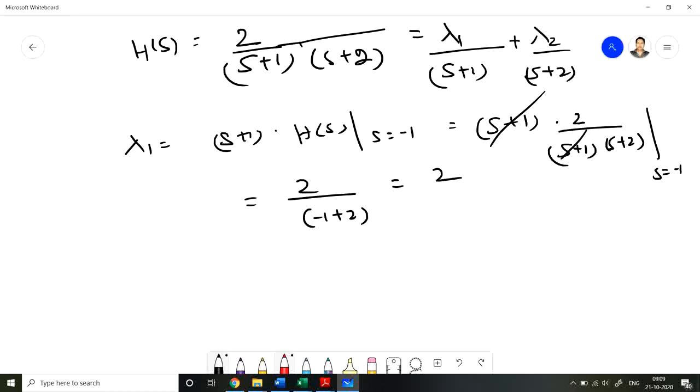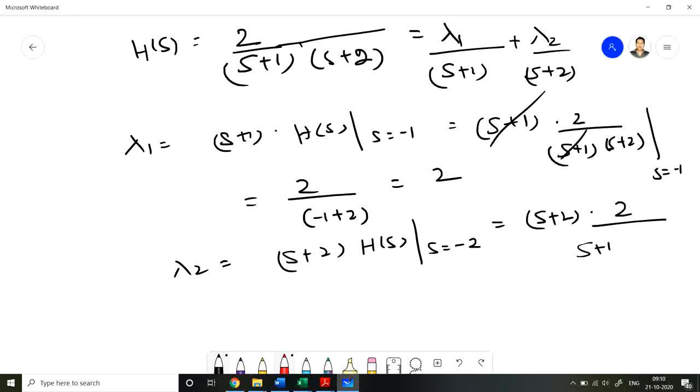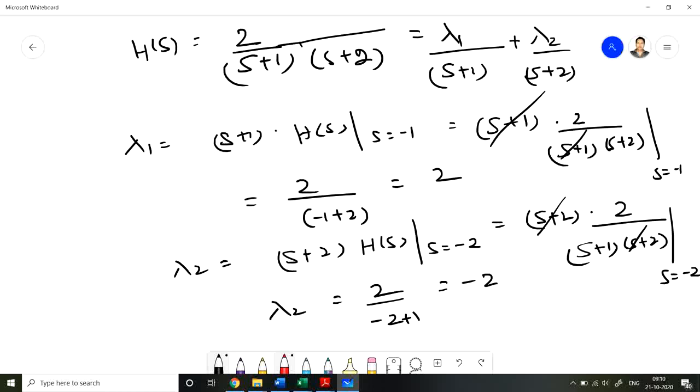So lambda 1 is equal to 2, and lambda 2 is (s plus 2) multiplied by H(s), evaluated at s equals minus 2. So it is (s plus 2) multiplied by 2 divided by (s plus 1)(s plus 2), at s equals minus 2. So it is 2 divided by minus 2 plus 1, which equals minus 2. So lambda 2 is equal to minus 2.